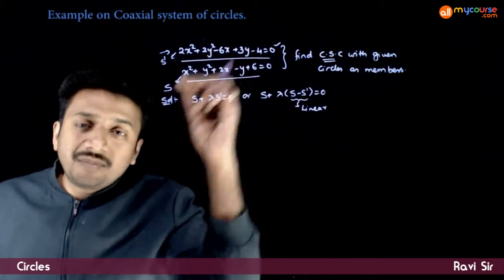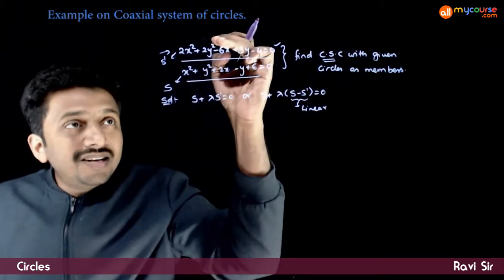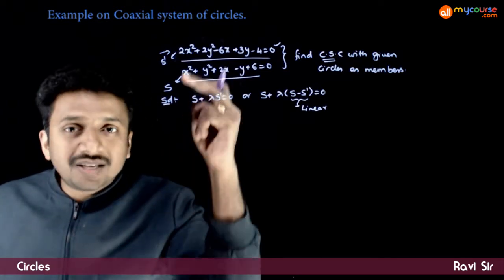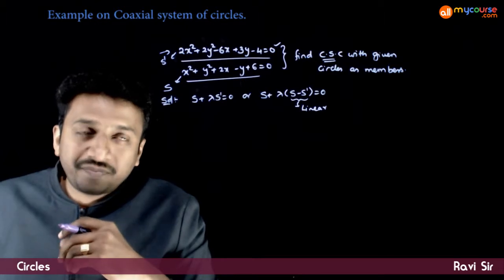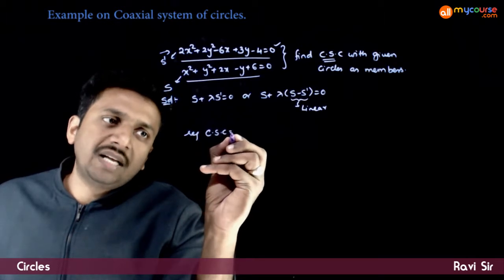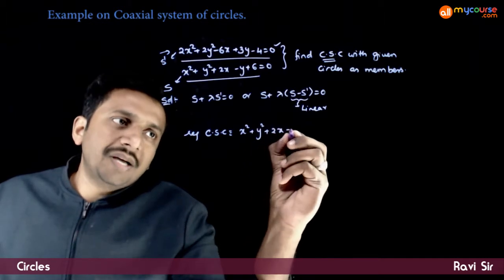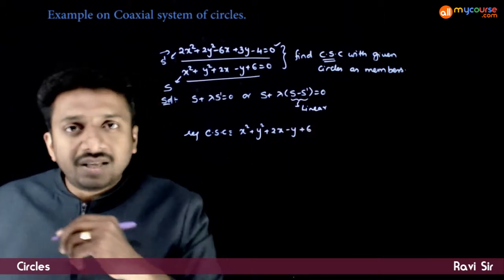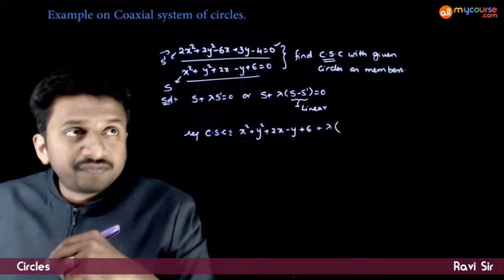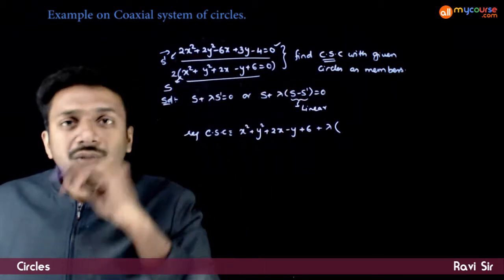So to subtract one from the other, you have two options. You can either multiply this with 2 and then subtract, or you can divide this with 2 and subtract one from the other. So what I do is I'll multiply this with 2 and subtract it. I'll be avoiding fractions. So the equation required coaxial system of circles is nothing but x square plus y square plus 2x minus y plus 6 plus lambda times the difference between these two once you have multiplied this with 2.